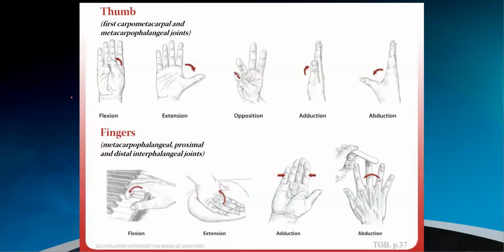In adduction, you bring your thumb closer to the index finger and then move away from the index finger, that's abduction. So in a very simple array: flexion, extension, opposition, adduction, abduction.